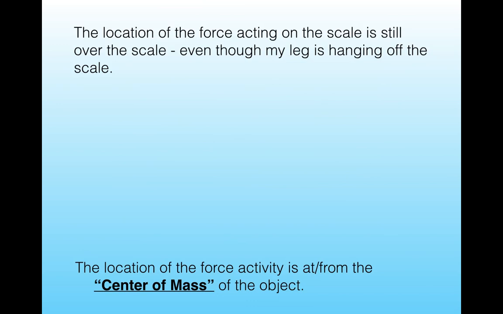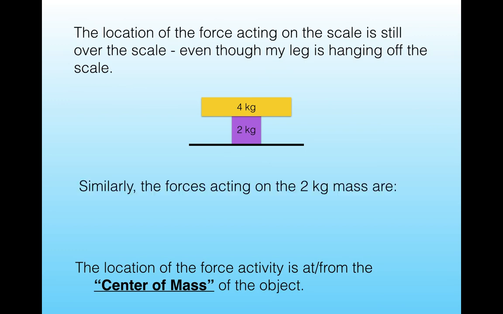Just like we saw for kinematics, for dynamics the location of the force that's acting, in this case on the scale, is still directly over the scale, even though my leg is hanging off. The majority of the force is coming from my center of mass, the middle of my body. So we can think of another example. This is similar to the first problem on the worksheet on Wednesday of last week. Instead of a smaller weight on top, we have a larger weight of 4 kilograms on top of a 2 kilogram weight. And the question is, what forces is the 2 kilogram weight feeling?